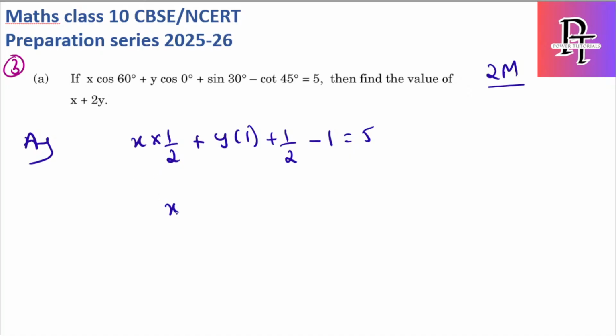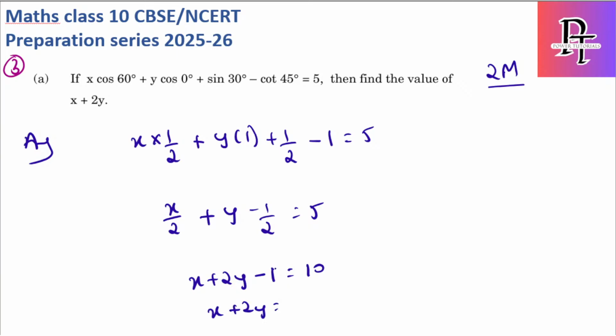So this becomes x by 2 plus y plus 1 by 2 minus 1, which becomes minus half. So this becomes minus 1 by 2 is equal to 5. Now just take LCM as 2. This becomes x plus 2y minus 1 is equal to 5 into 2, which is 10. So x plus 2y minus 1 equals 10, and if you take it to the other side, it becomes 10 plus 1, which is 11. So this question's answer is 11.